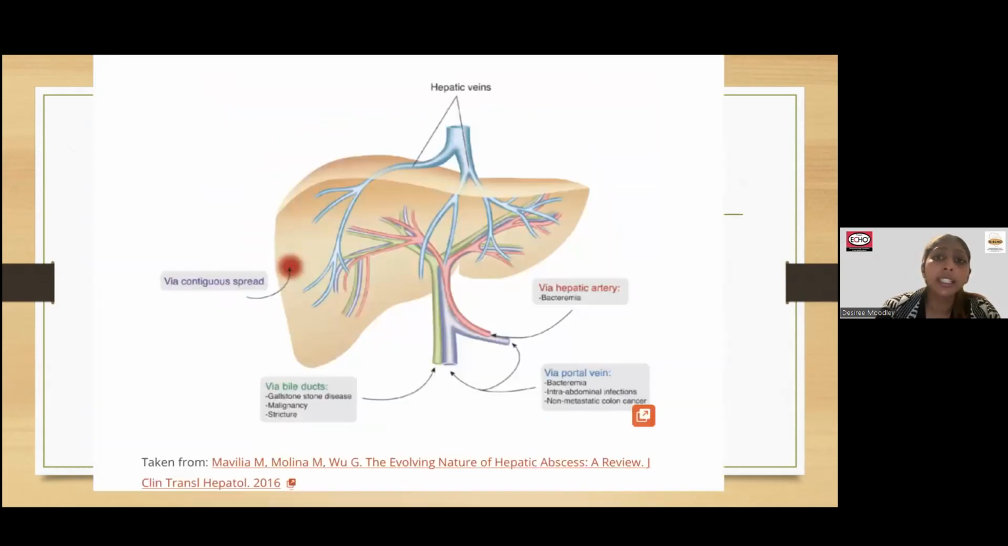So how does it spread and how do you get it in the liver? It can either happen via contiguous spread, via bile ducts. So if you've got malignancy, stricture, gallstones, via the hepatic artery, if you've got a bacteremia, and then via the portal vein once again with a bacteremia, any intra-abdominal infections, and non-metastatic colon cancer as well.